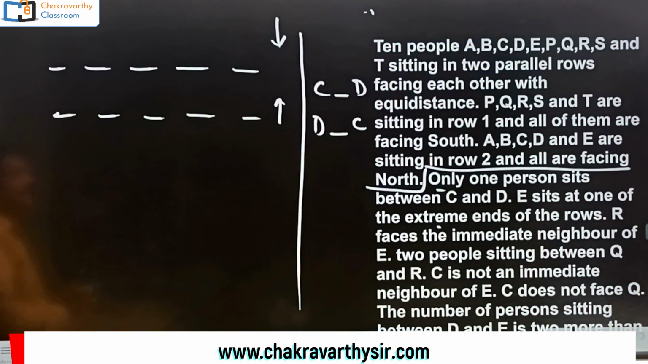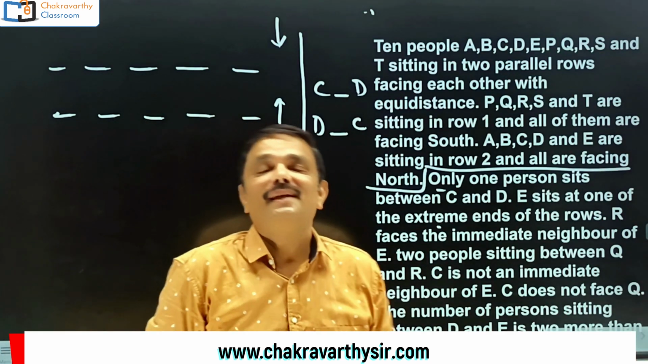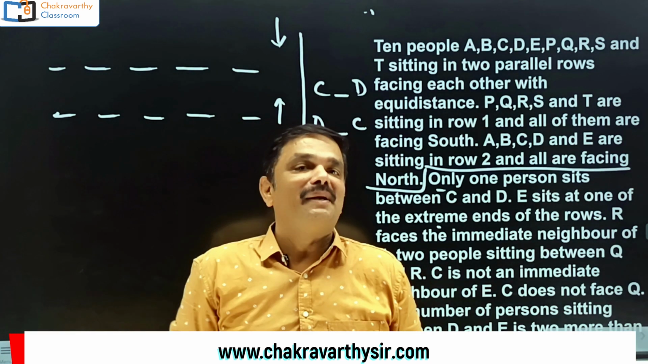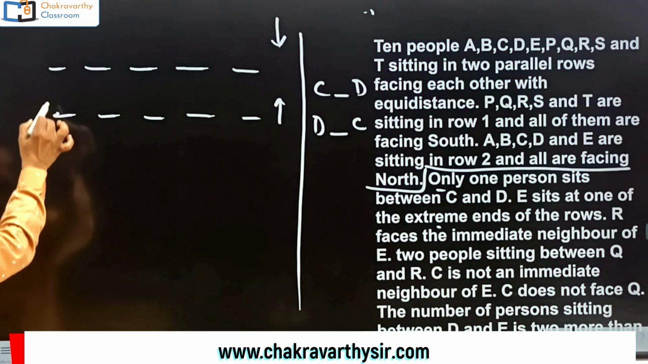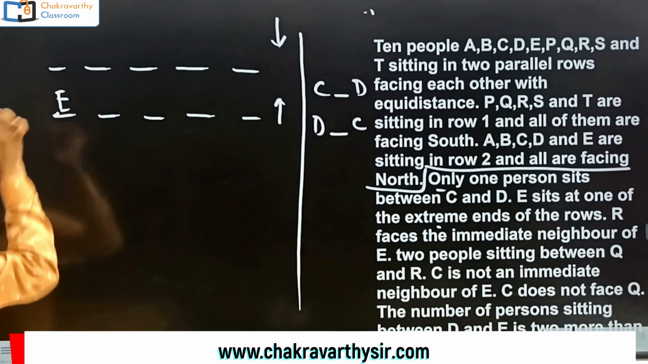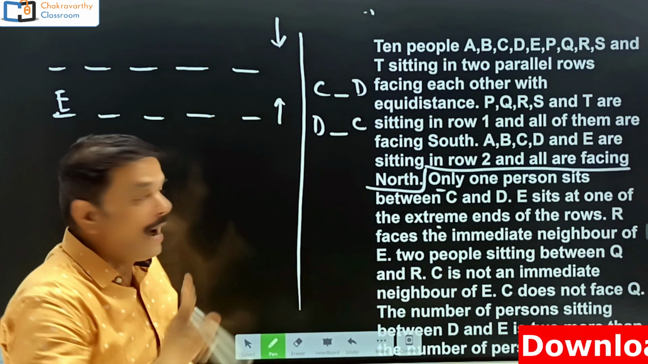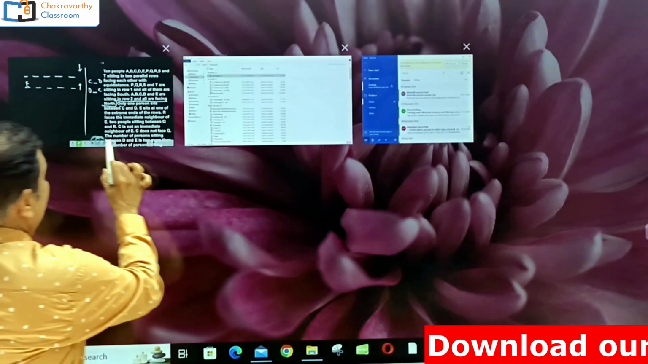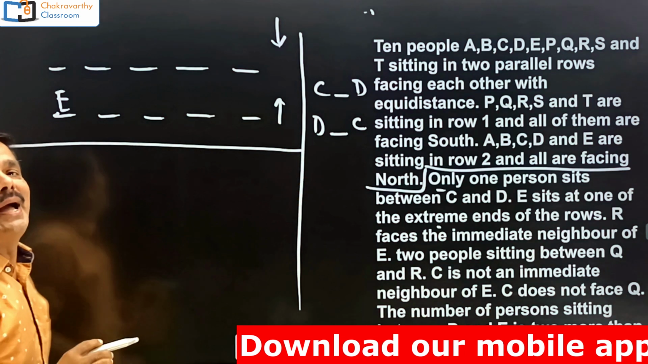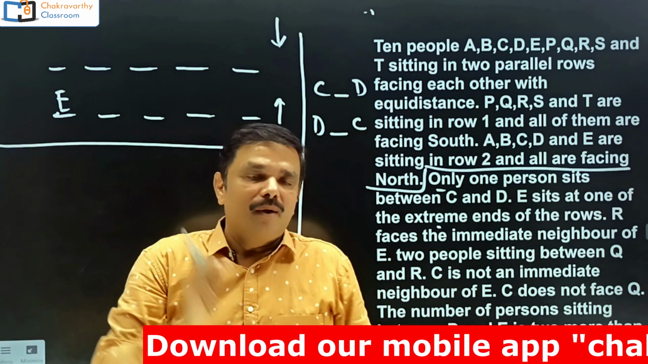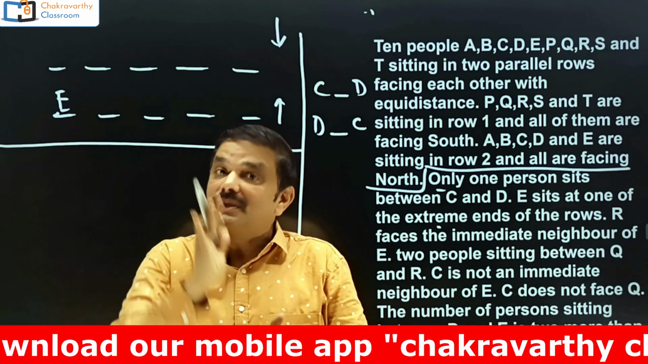Okay, next information they have given, I cannot take this one to the chart here. Next one, E sits at one of the extreme ends of the row. Now you see, E sits at one of the extreme ends of the row. That means, suppose if you take this arrangement, one of the extreme ends, E can be here or here. Until you practice well, I recommend this method. I advise you to take the second arrangement as well until you practice well.